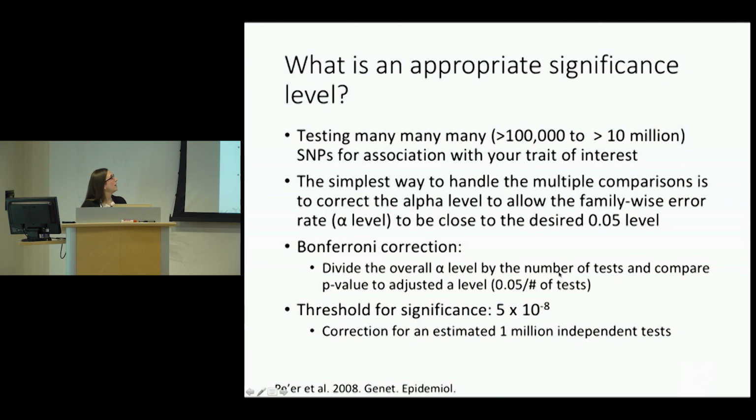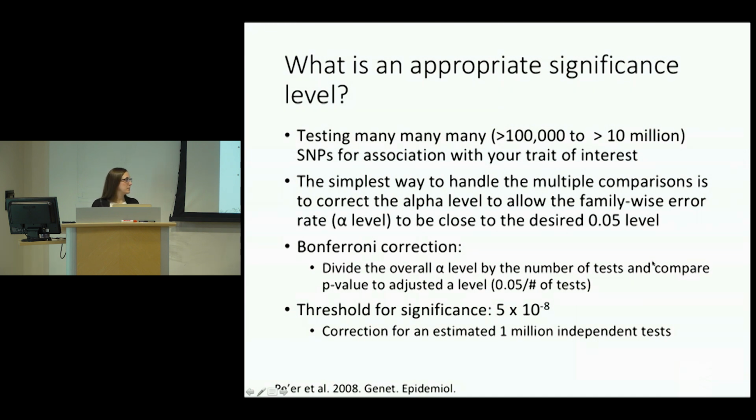Well, the last part is, what is an appropriate significance level? With genome-wide association studies, we're testing many SNPs for association with your trait of interest. The simplest way to handle this multiple comparisons, or multiple testing, is to correct our overall alpha level to allow the family-wise error rate, so our overall study rate, to be close to our 0.05 level. The simplest way to do this is to use a Bonferroni correction. So divide the overall alpha level by the number of tests and compare the p-value to the adjusted level. And so that's typically what is done.